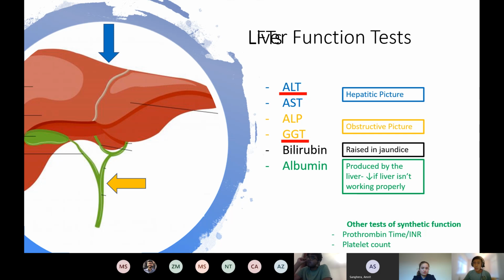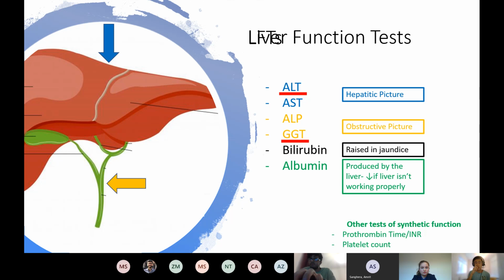GGT, well done, Mox. Can you clarify your question, Zach? I'm not quite sure what you mean. But yes, GGT. ALP is short for alkaline phosphatase, and if you can remember back to your second year MMB, that's related to osteocytes. So ALP you'll also see in bone conditions. GGT is more specific. Good. Okay, so moving on.